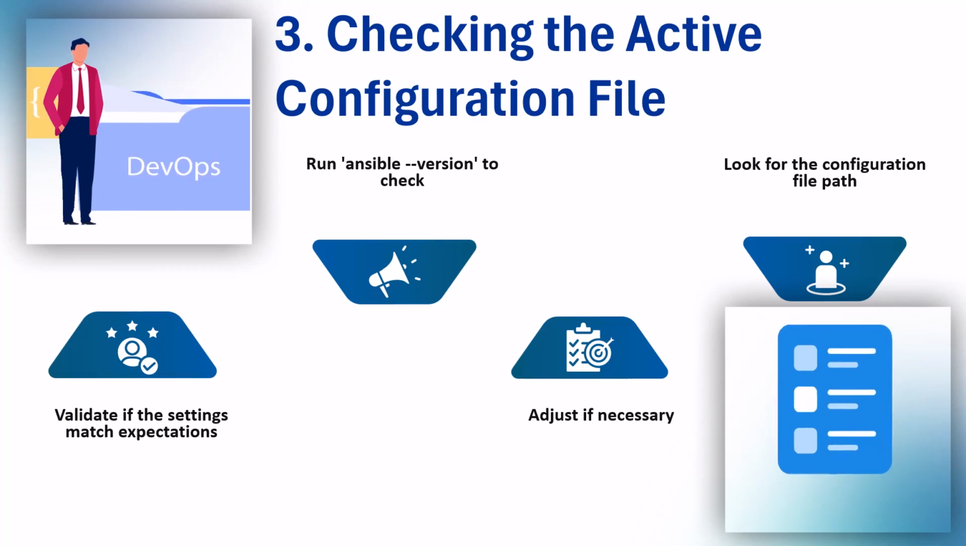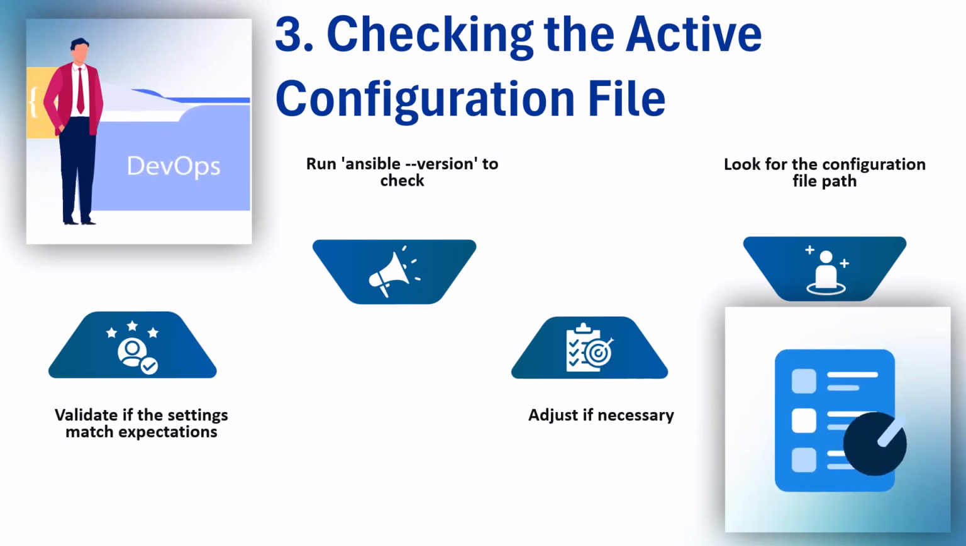Curious which file Ansible is actually using? No need to play a guessing game. Just run ansible --version. That command will spill the beans by showing you the active configuration file path. If things look off, double-check whether it matches your intended settings. And if not, don't panic. Adjustments are easy to make, like finding out your GPS has been taking you in circles. Fixing it makes everything smoother.